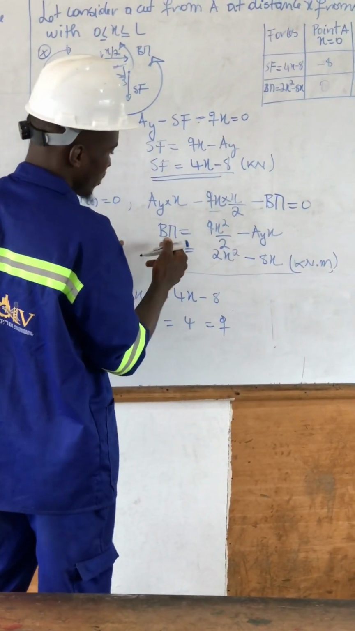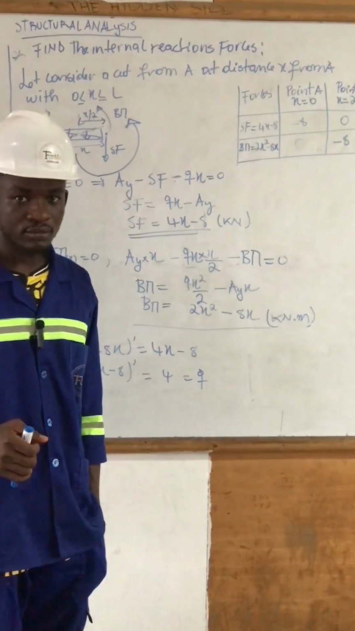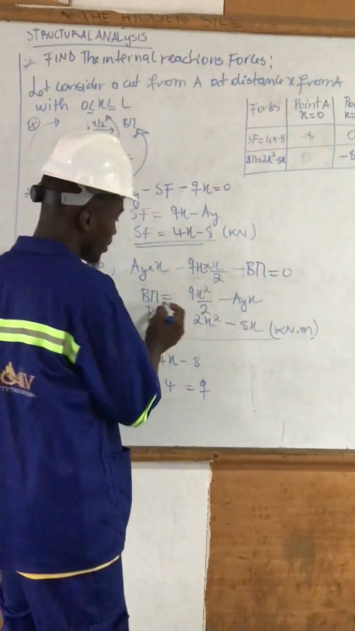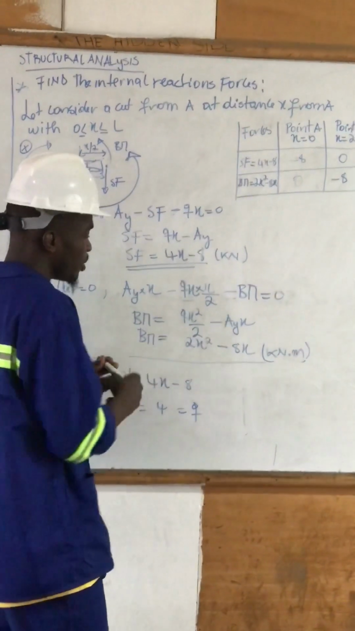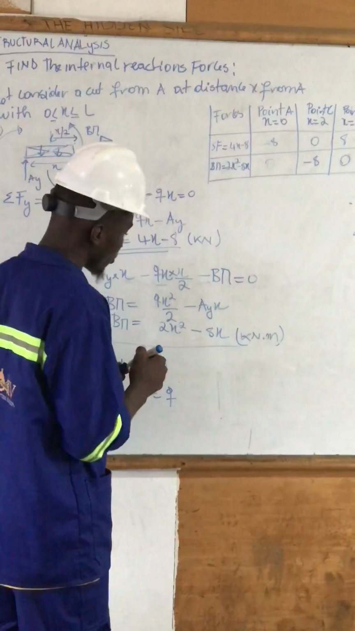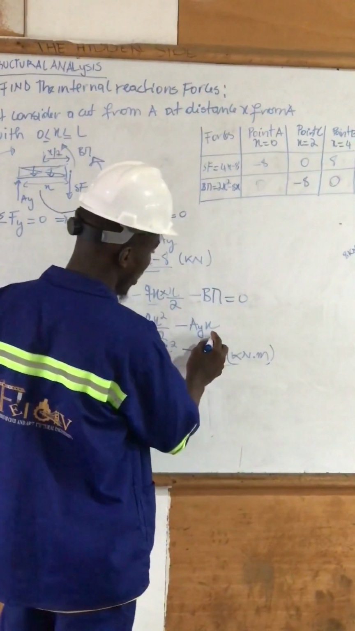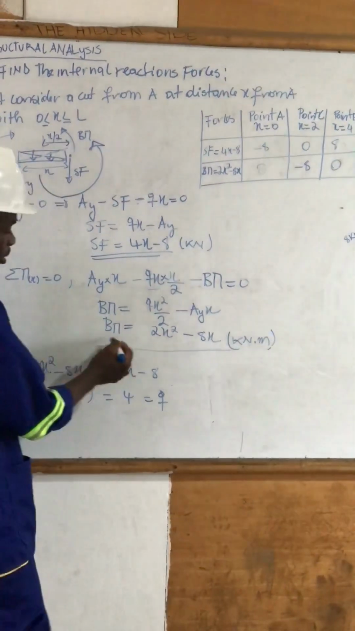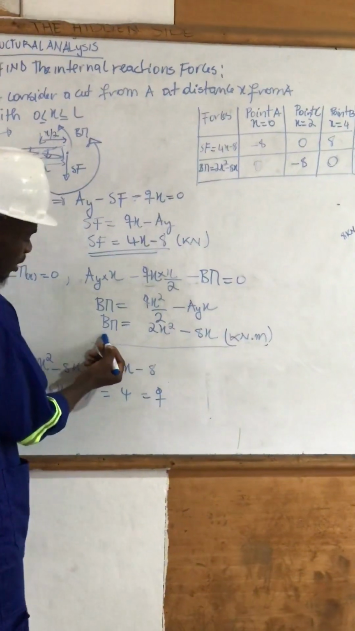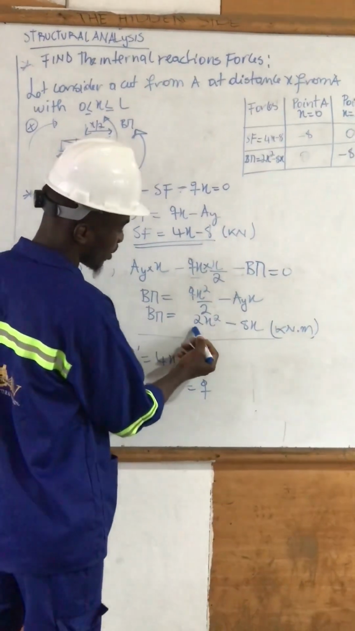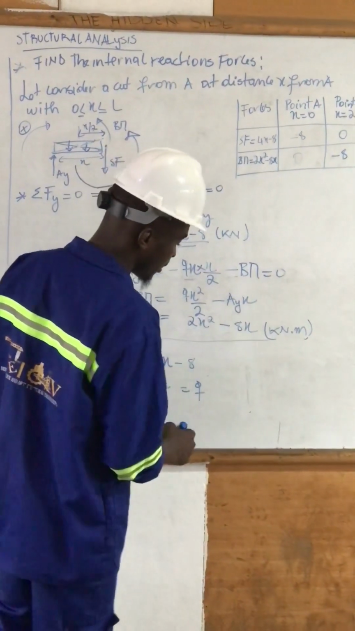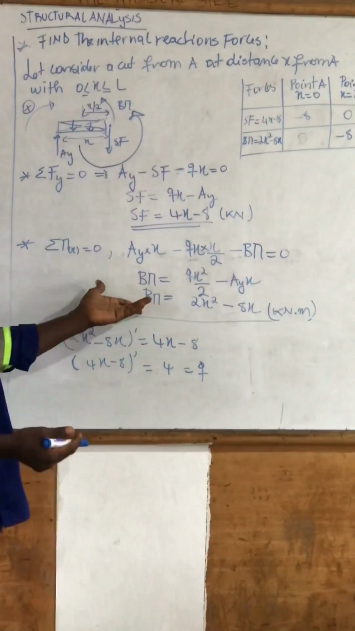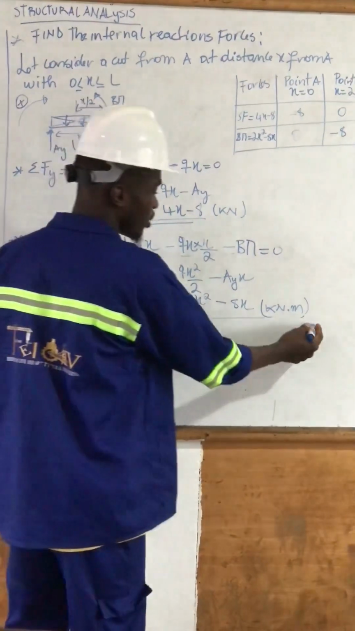At the end of the day, the expression of the bending moment will be equal to q x squared over 2 minus Ay times x, which will be substituted and we will have this expression. The bending moment is equal to 2x squared minus 8x. That's the final expression, in kilonewton meter.